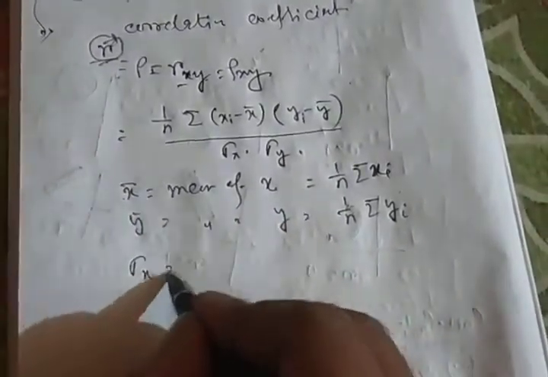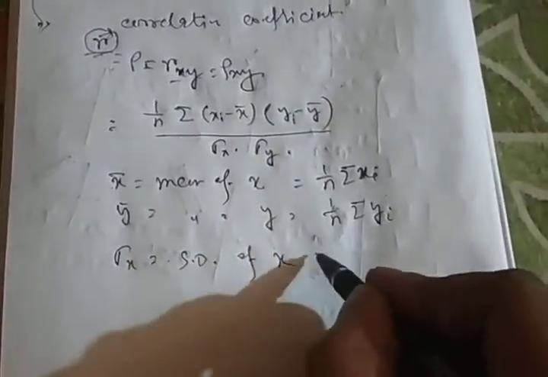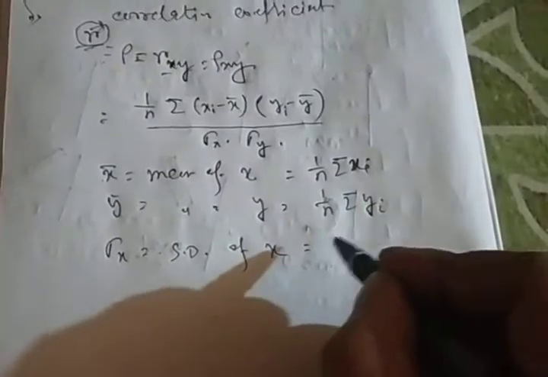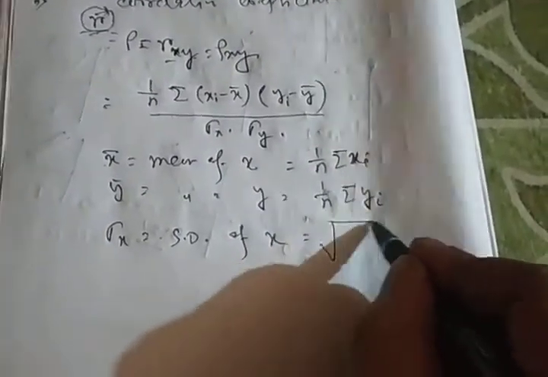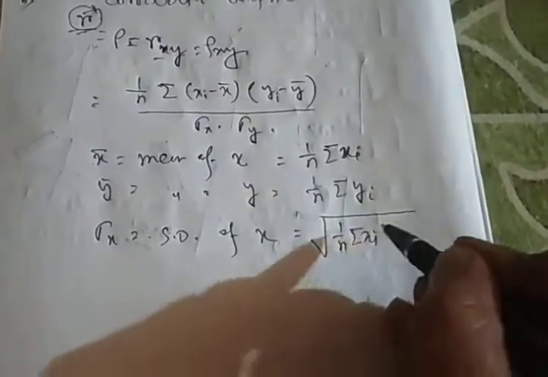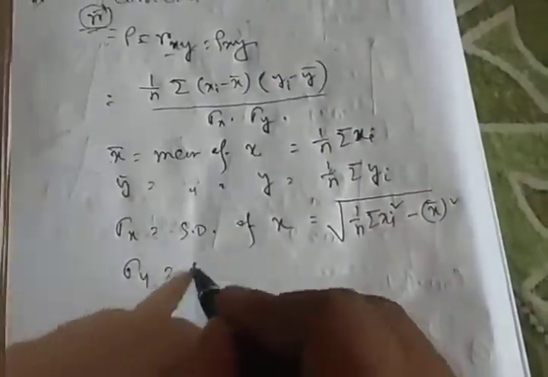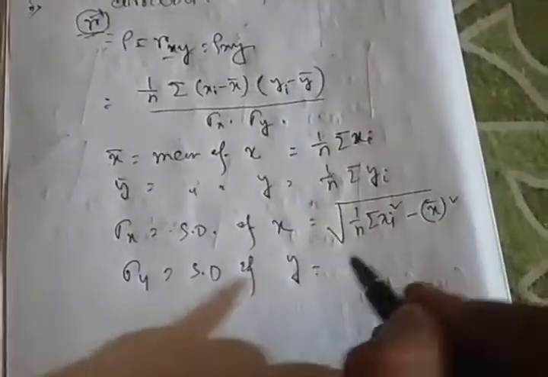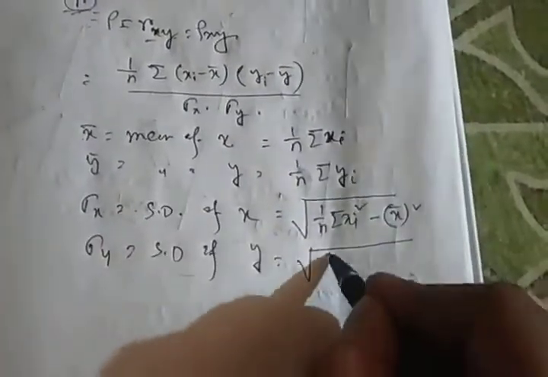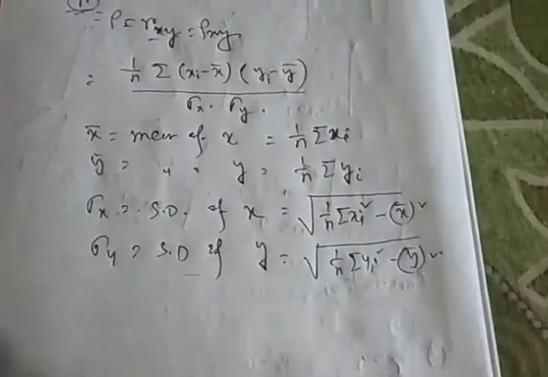Now sigma x is the SD, that is the standard deviation of x, which can be found by the formula root under 1 by n summation xi square minus x bar square. Sigma y equals the SD of y, which can be found by the formula root under 1 by n summation yi square minus y bar square.